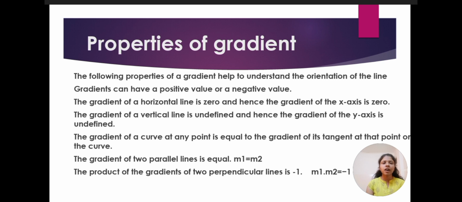The gradient of a curve at any point is equal to the gradient of its tangent at the point on the curve. The gradient of two parallel lines is equal, that is m1 is equal to m2. The product of the gradients of two perpendicular lines is minus 1. That is m1 into m2 is equal to minus 1.